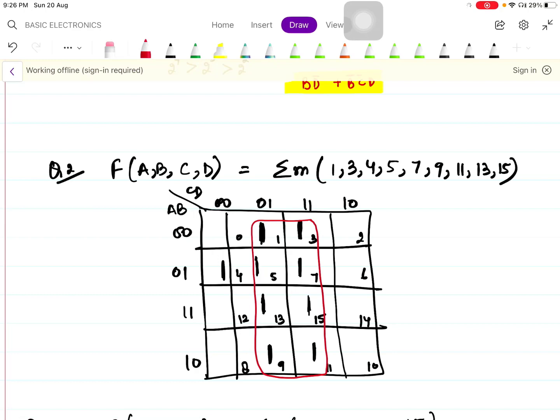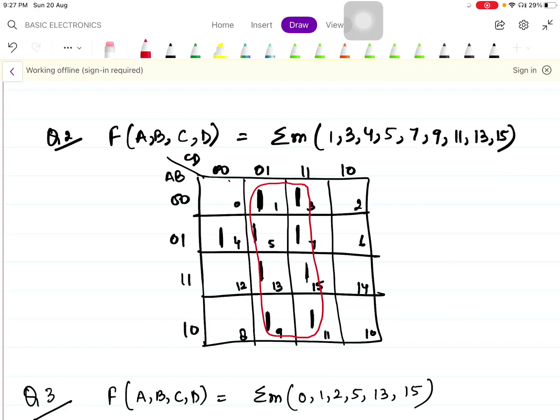Now we have to only bother for the one which is left outside the group, and that is the cell number 4. For that, we will group it with the cell number 5 so that a group of 2 can be made. Alright, so these are the two groups which are possible. This is the first group.